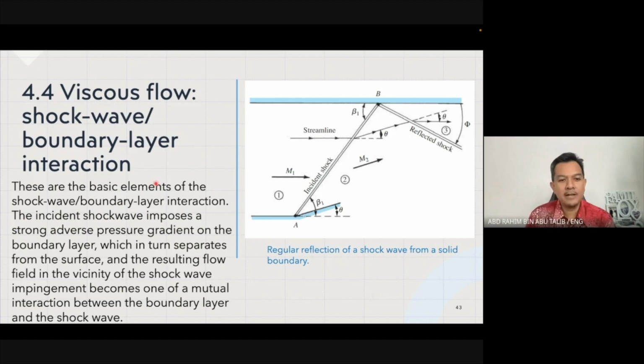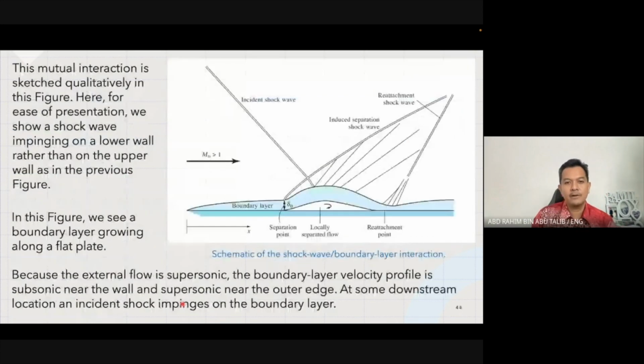So these are the basic elements of the shock wave boundary layer interaction. This particular incident shock wave imposes a strong adverse pressure gradient between region 1 and region 2, and then finally region 3, which in turn separates from the surface, and the resulting flow field in the vicinity of the shock wave impingement becomes one of mutual interaction between the boundary layer and the shock wave. All right, so how do we look into this matter? This mutual interaction is sketched qualitatively in this particular figure. So we have a schematic of the shock wave boundary layer interaction.